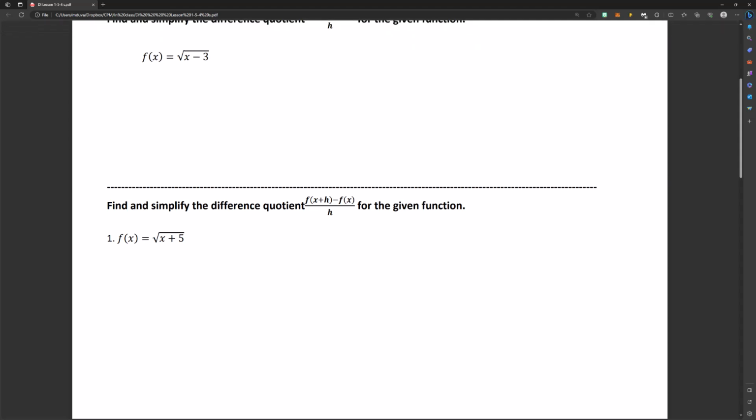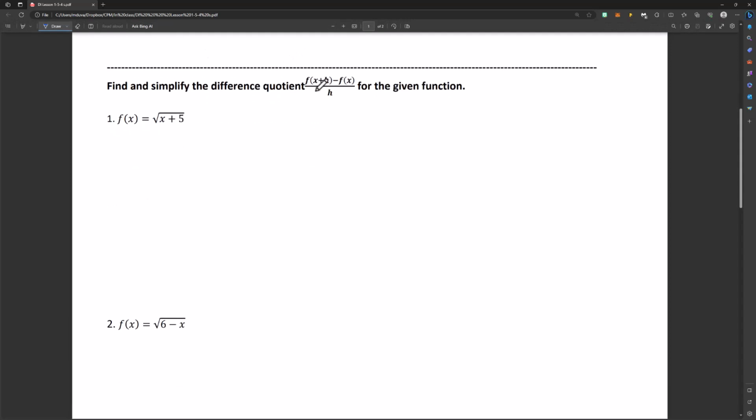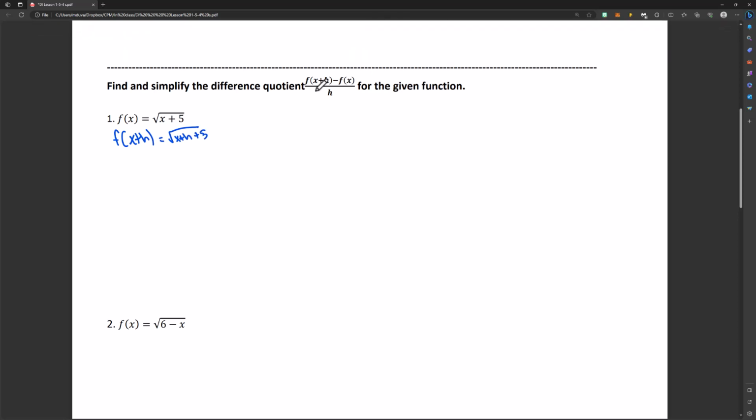All right, let's go over this DI. So to do this difference quotient, remember we need to find f of x and f of x plus h. So remember, this is the square root of blank plus 5. So the square root of blank, and I'm going to put in the x plus h inside that blank. So square root of blank plus 5, so x plus h plus 5.